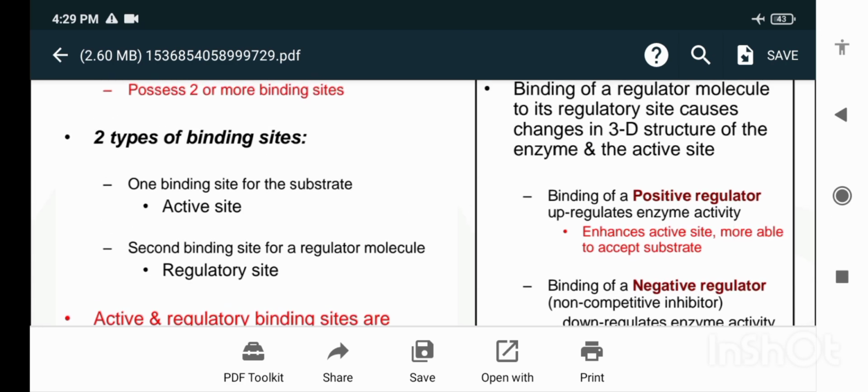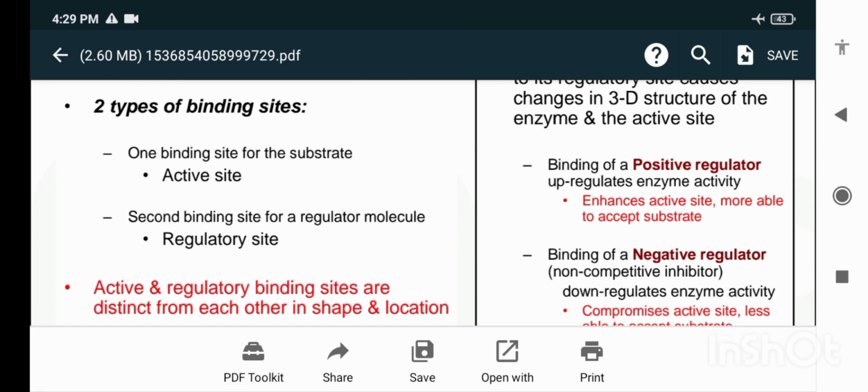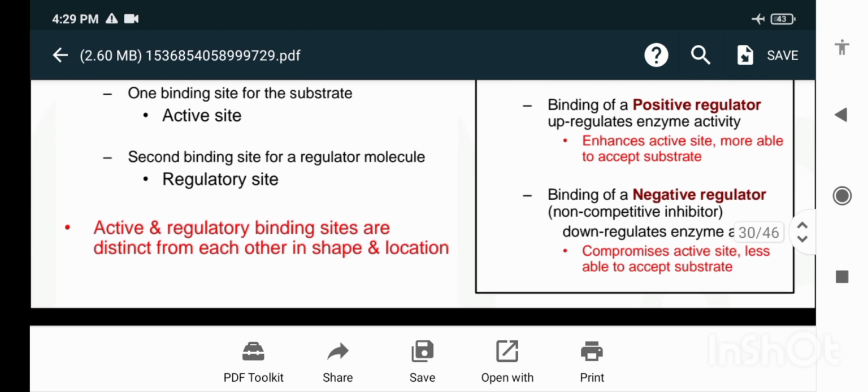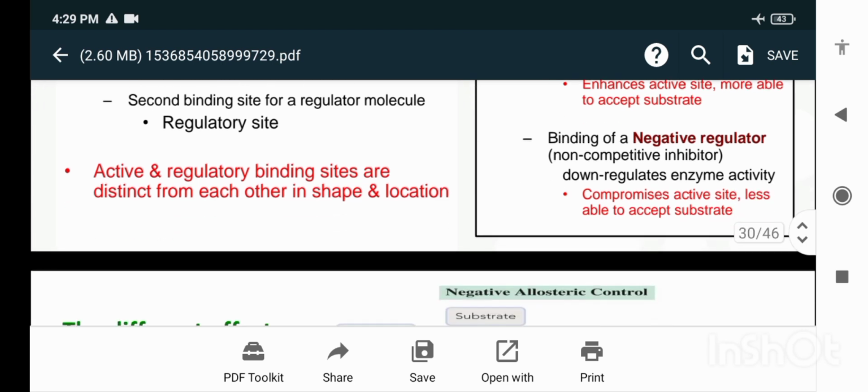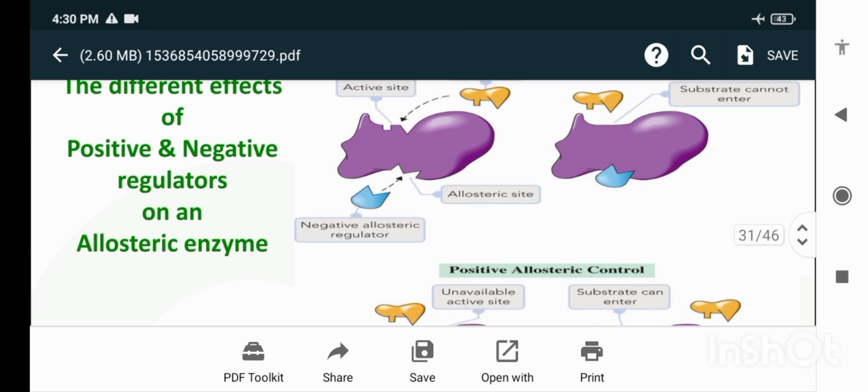Binding of a regulator molecule to its regulatory site causes a change in the three-dimensional structure of the enzyme and the active site. Binding of a positive regulator upregulates the enzyme activity, making the active site more able to accept the substrate. Binding of a negative regulator, a non-competitive inhibitor, downregulates enzyme activity, making the active site less able to accept the substrate. These are the different effects of positive and negative regulation at the allosteric sites.